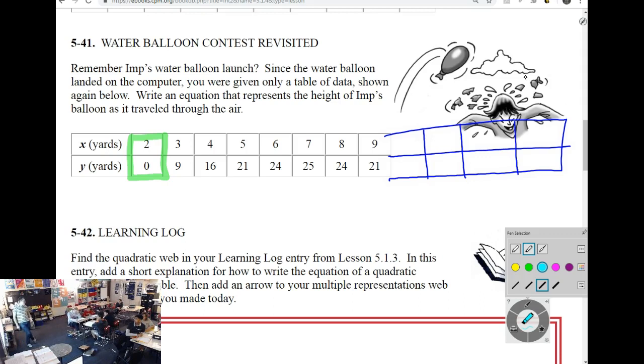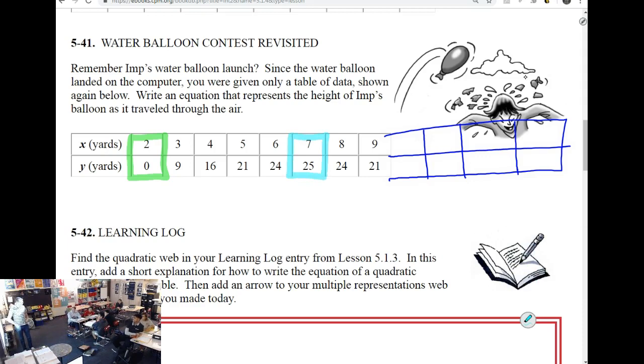Do we know the vertex? Do we know the vertex? This is the top point my water balloon reaches. Are we comfortable with why that is? Because of the behavior. The output values slow down, they stop, and they go back the other direction.